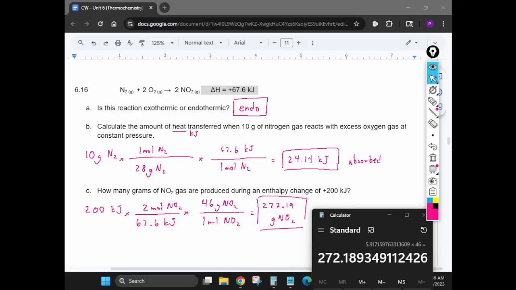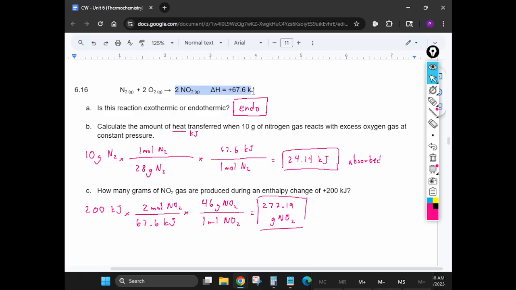Alrighty guys, so I got the answer for part C up on the screen for you. Starting value 200 kilojoules. Use the coefficients from the balanced equation, 2 moles of NO2 for every 67.6 kilojoules of energy. And then molar mass of NO2 is 46. You just plug and chug and you're all done.